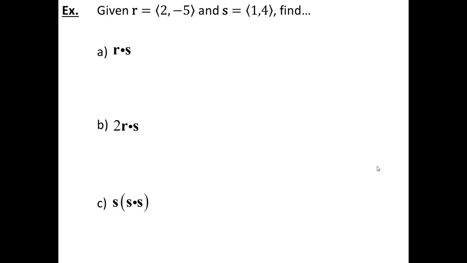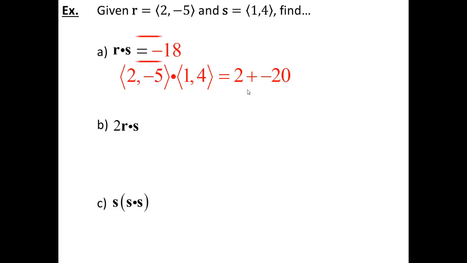Alright, so R dot S, I'm going to take vector R, which is 2, -5, vector S, which is 1, 4, and we'll do our dot product. Remember, to do the dot products, it's just going to be the X components, 2 and 1, multiplied together, and then the Y components, -5 and 4, multiplied together. So 2 times 1 is 2, -5 times 4 is -20. And then the part that most of us forget when we're just starting to learn this, we have to add them together before we're done.